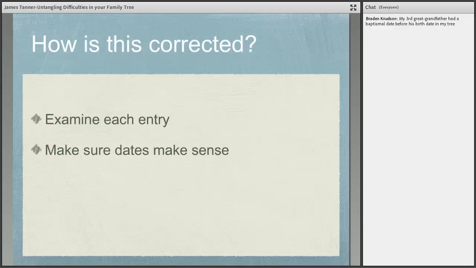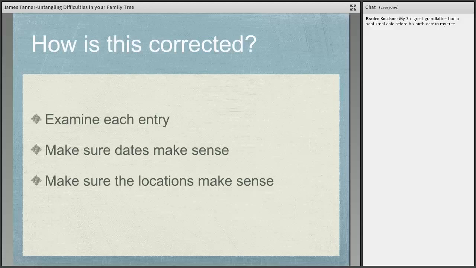Also, after making sure that the dates make sense, make sure that the locations make sense. One of the most common errors that we find in the family tree is that people put in the same name, as I mentioned, same name, same person. But the issue is that the locations don't make any sense at all. The first rule of genealogy, the basic rule that I've been talking about for years now, is this: when the baby was born, the mother was there.